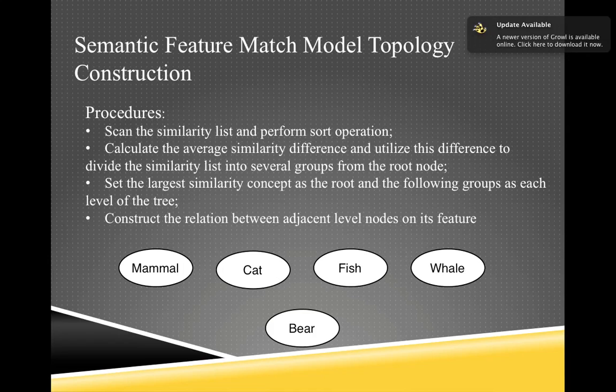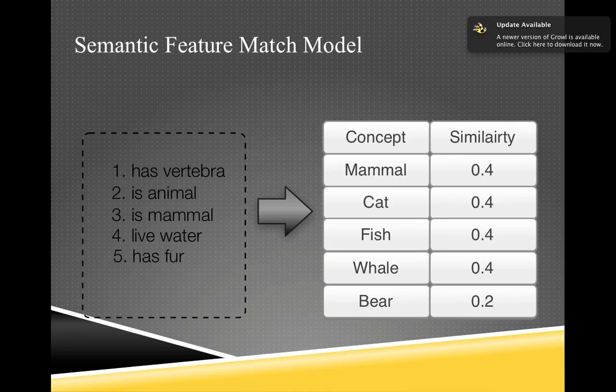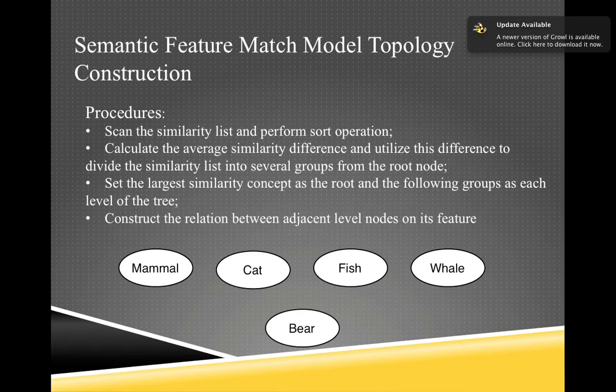There's one question here. Maybe you will get many words with the biggest similarity value. You can see here, this is one example. You have 4 concepts with 0.4, the largest similarity value. So in this case, these 4 nodes will also be set as the root level. So here, the root not only means one node, it can be many nodes. Then you cite the second group as the next level, then the next level.